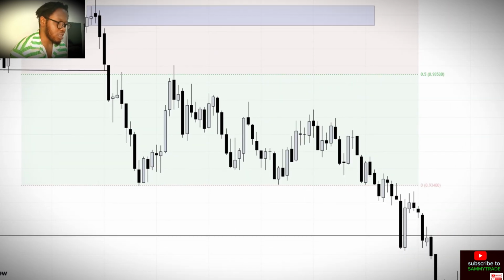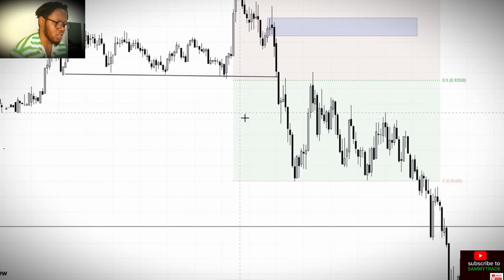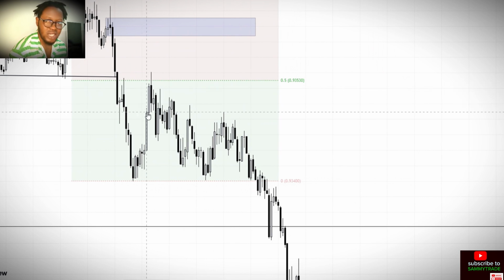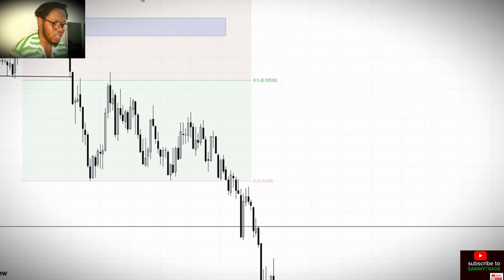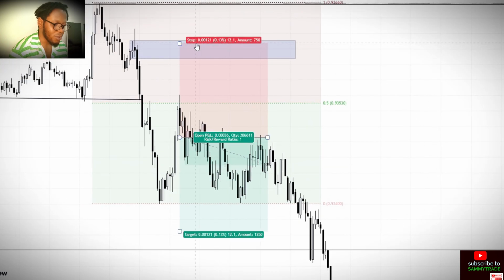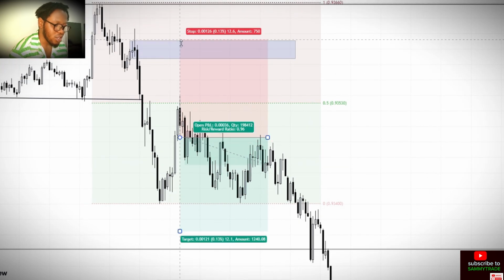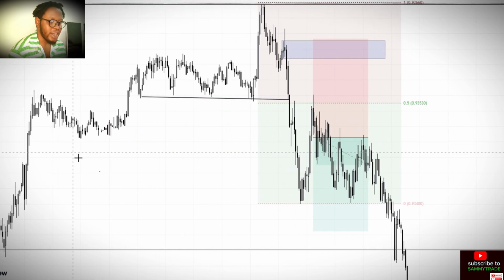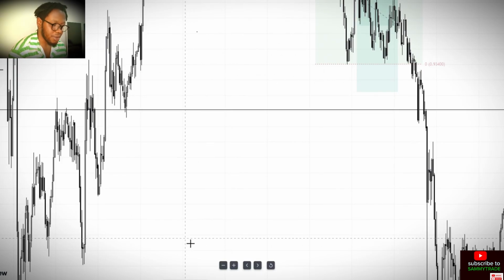I entered for the trade. Immediately, I saw this engulfing candlestick to the downside at this point. I entered for the trade right here. My stop loss was so simple, just above this order block that I drew at that point. And my take profit was right here.